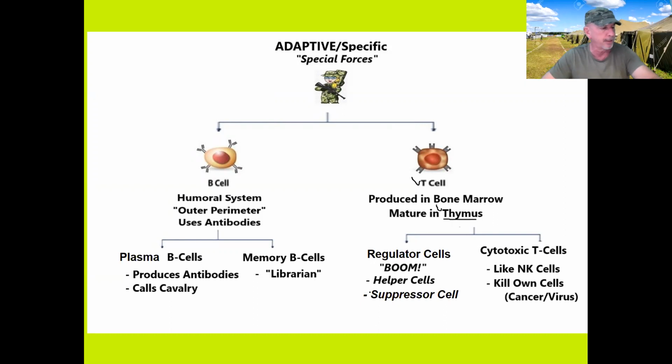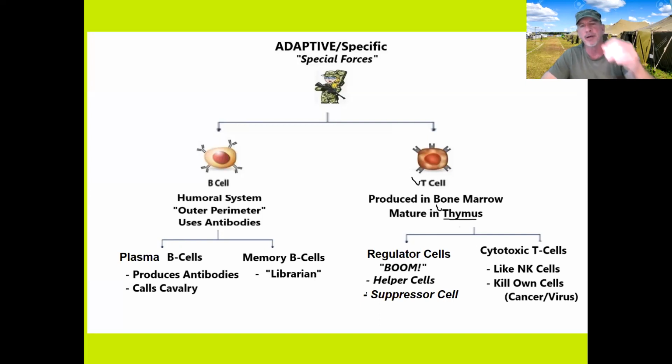Let me fall back again. The helper cells are the ones that recognize the antigen. Remember I said the dendritic cell will come and give information to the T cell. This is where it gets a little confusing. The T cell says, oh my God, we have another attack of this pathogen, smallpox. It goes to the helper cell, and then the helper cell runs over to the B cell and tells the plasma B cell to start producing antibodies. So there's a couple cells that can talk to the plasma B cells and say, hey, start producing antibodies. The helper cells basically just help the B cell to produce antibodies.